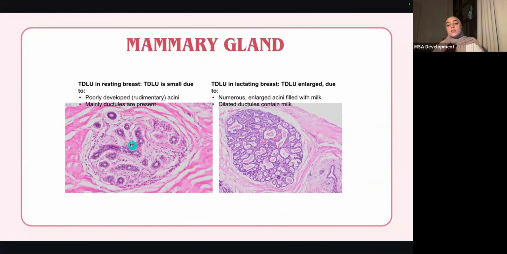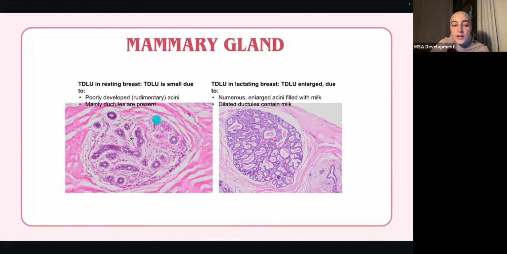I'm not sure how important this is, but this is just saying this is the resting TDLU and this is the lactating breast. Look how many TDLUs there are compared to this. This has a lot of stromal cells. Look, there's a lot of stromal cells. And in this one there's a lot of TDLUs, okay?